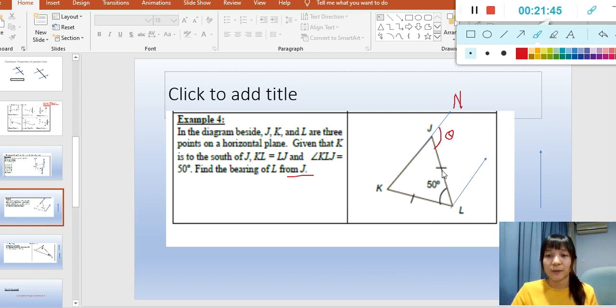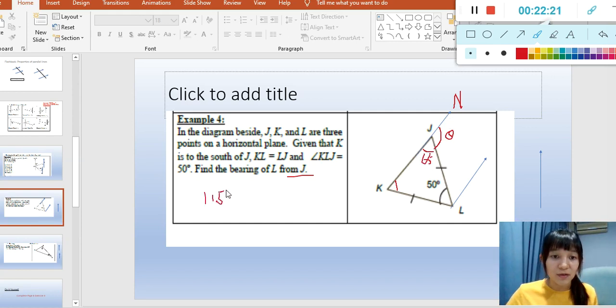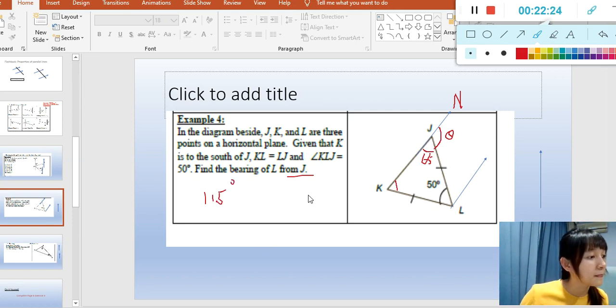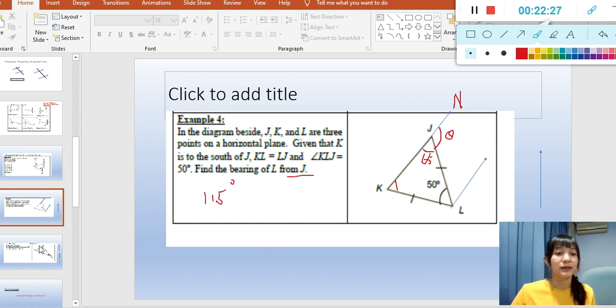Use other information to help you. This is an isosceles triangle. This is 50. What does this mean? Meaning these two would be equal angles, because it's an isosceles triangle. So 180 minus 50, 130, divide by 2, 65. So this is 65. Do you know this is a straight line? This is a straight line, means it is 180 degrees minus this 65 angle. You get 115. This is your answer. Next.